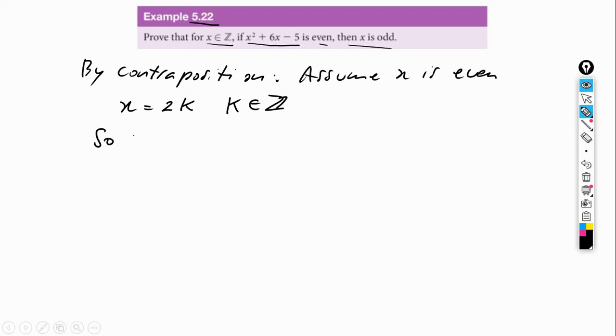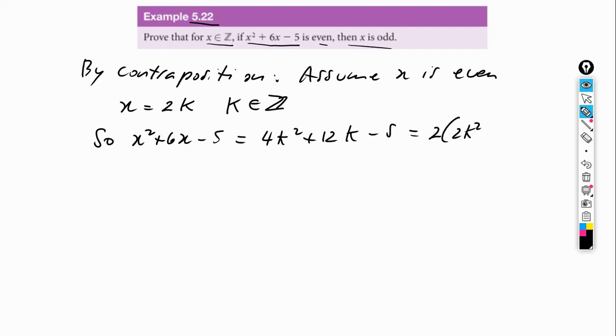So x squared plus 6x minus 5 is going to equal 4k squared plus 12k minus 5. But notice that we can rewrite this as 2 times (2k squared plus 6k minus 2) minus 1. This is of the form 2n minus 1, and hence an odd number.